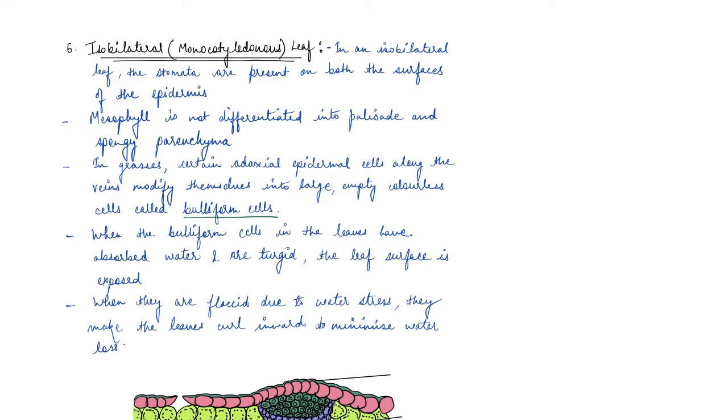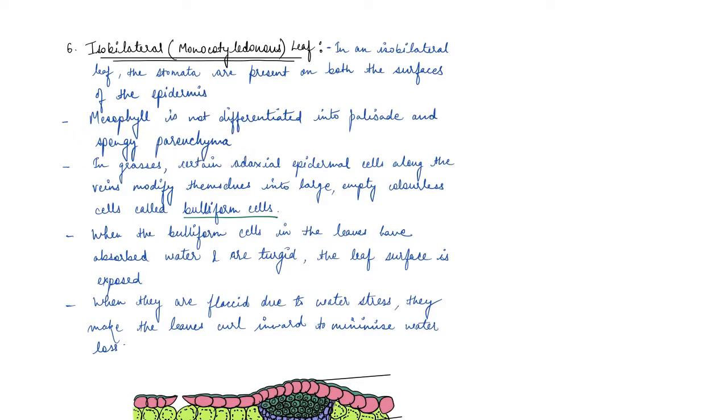In an isobilateral leaf, the stomata are present on both surfaces of the epidermis. We have epidermis present on the upper and lower layers of the leaf, but in the case of a dicot leaf, the stomata are mostly present on the lower surface, whereas in a monocot leaf, the stomata are present on both the upper as well as the lower surface. And the mesophyll is not differentiated into palisade and spongy parenchyma. Remember, guys, these are the differences, and you'll have to remember them very well.